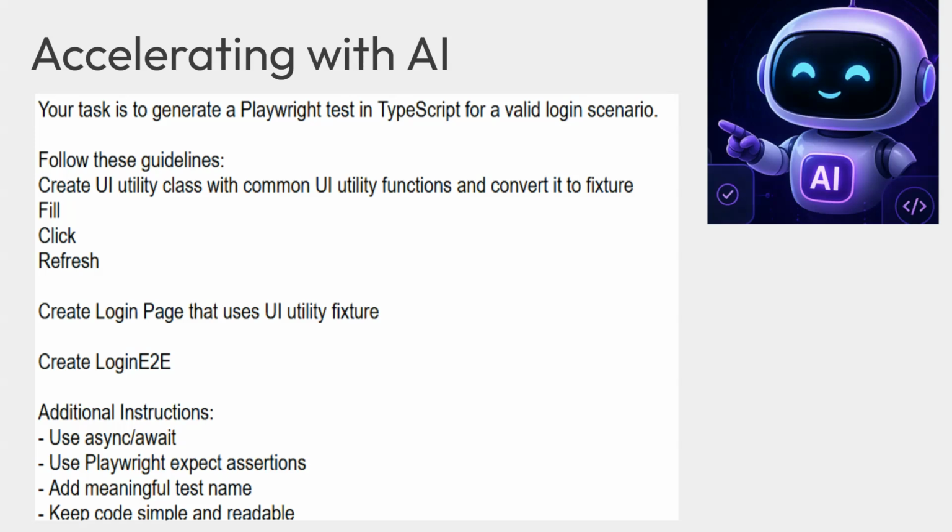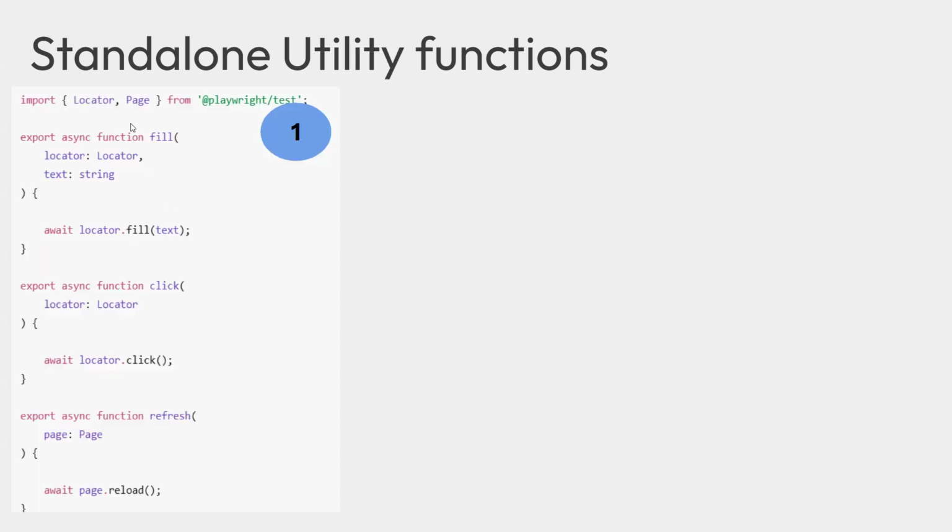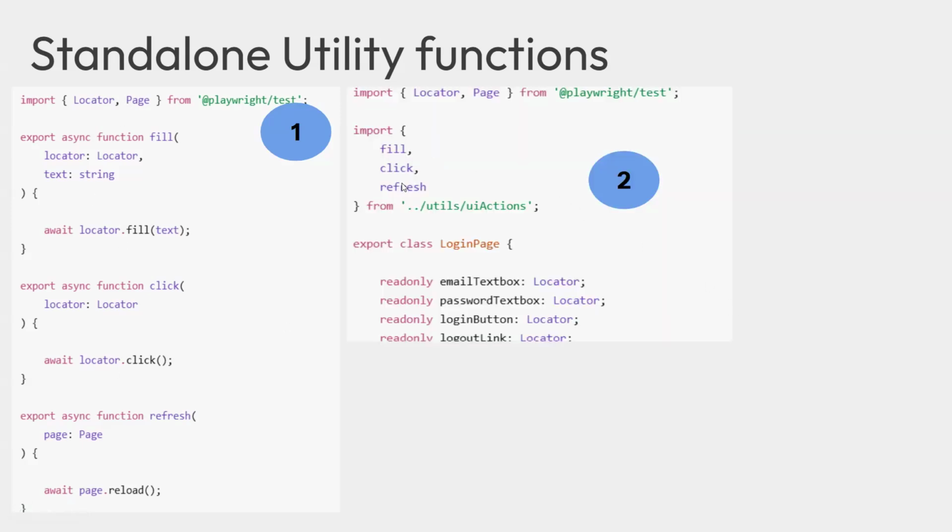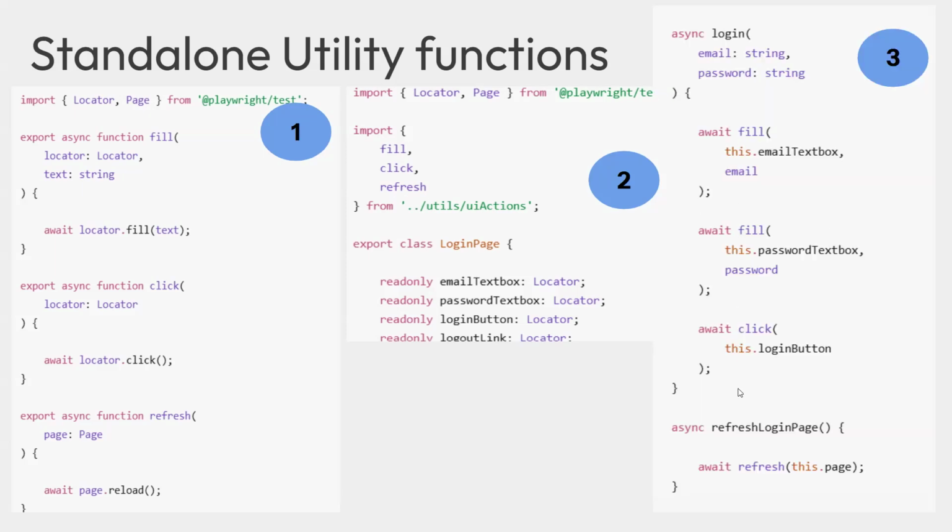Now, let's understand another way to implement the UI utility. In this method, we can create standalone utility functions. So these are the standalone functions: for fill, one function; for click, another one; and for refresh, another one. They are not kept in any class, they are standalone functions. Once these functions are created, you can import them into your test and then use them. Okay, so this is very simple to implement compared to the other two.